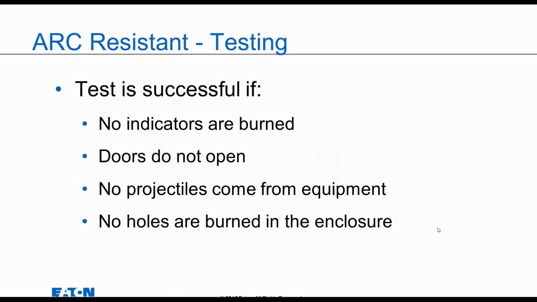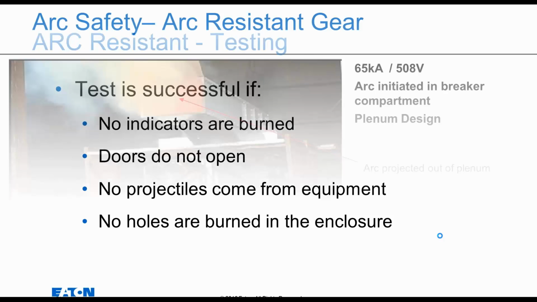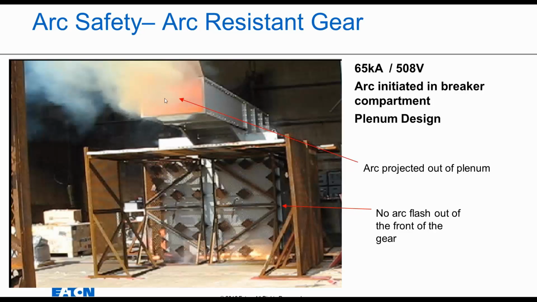So what makes an arc-resistant test successful? No indicators are burned. They're placed around the equipment. Doors cannot open. No projectiles from the equipment, and no holes are burned in the enclosure. And there's another example of it. And notice the arc being safely diverted away from where people might be standing.